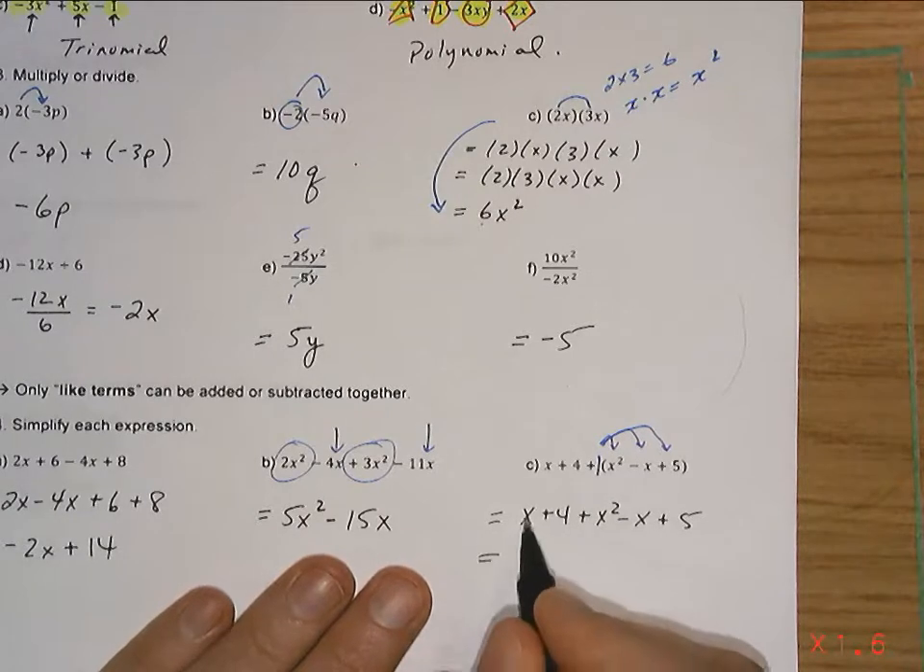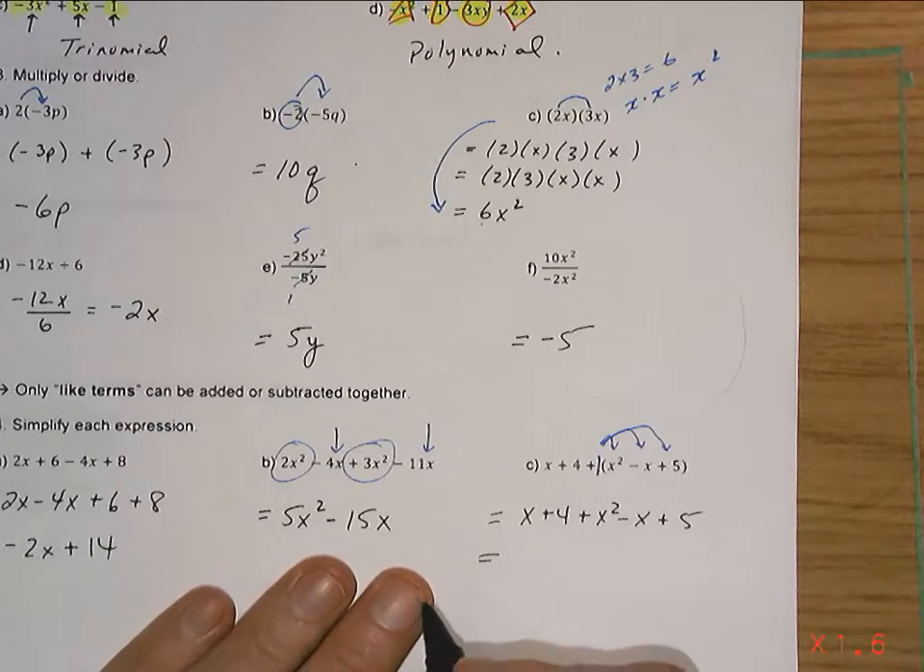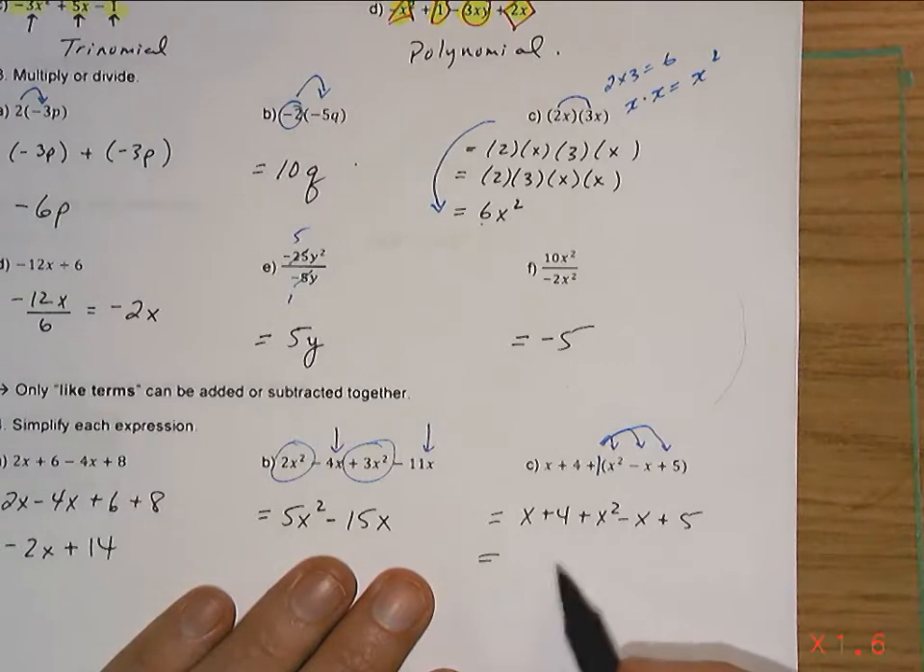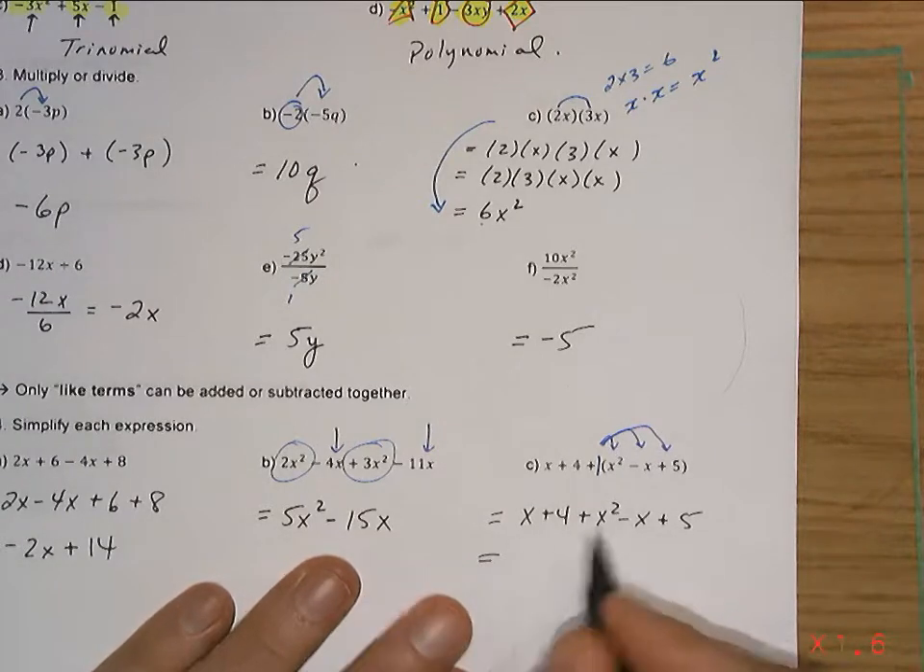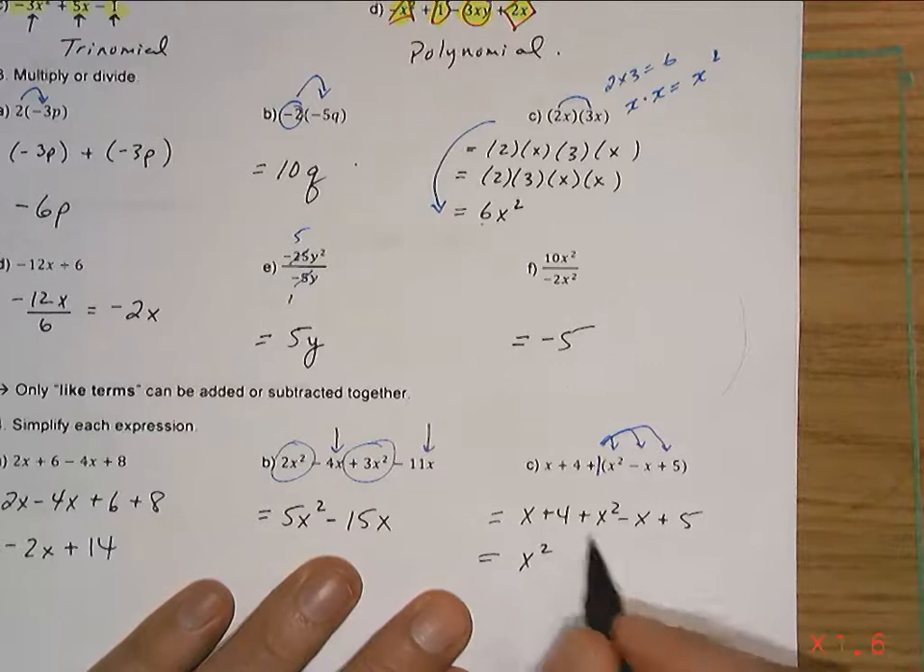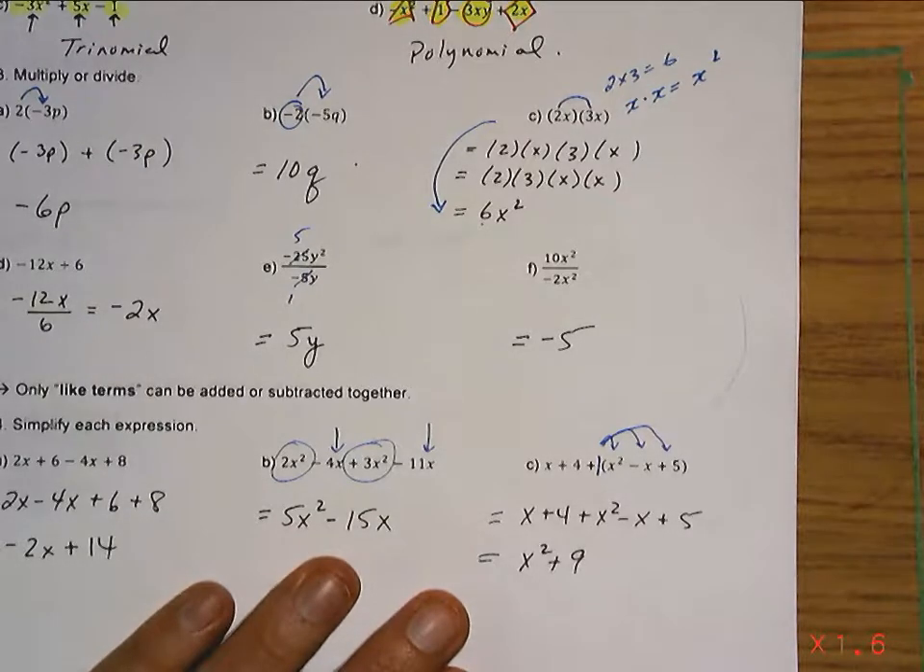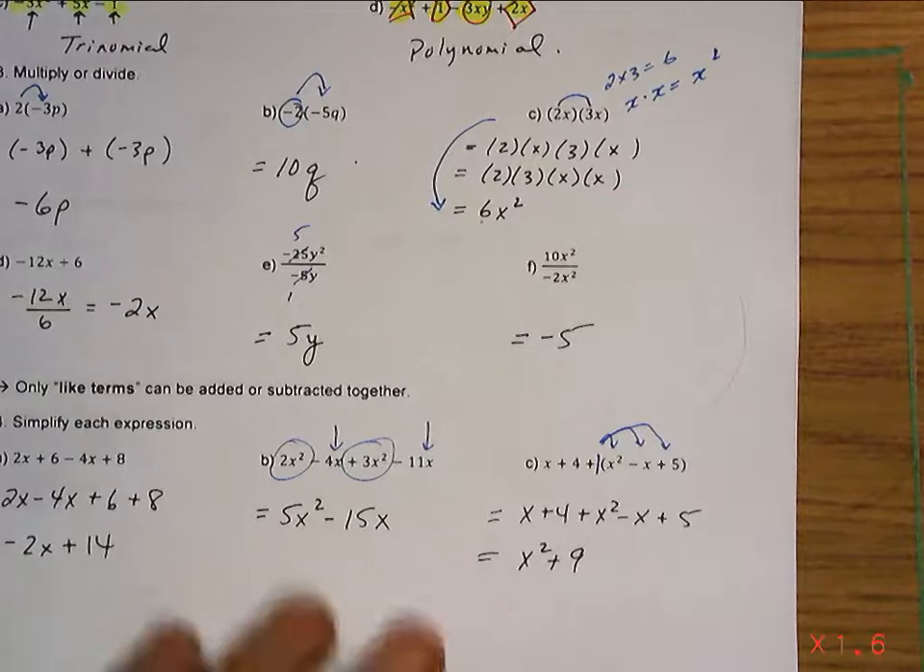So I've got x subtract x. Well, that's no more x's. Now I can write 0x if you really want to, but it seems kind of wasteful. I've got 1x squared, so that's sticking around. I've got a 4 plus a 5, so that's going to be 9. And that's it. That's all there is to that. Okay, I'm going to stop here, and then we'll flip it over, and we'll finish off the last few examples.